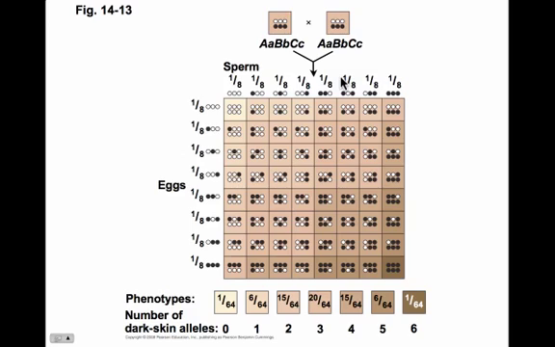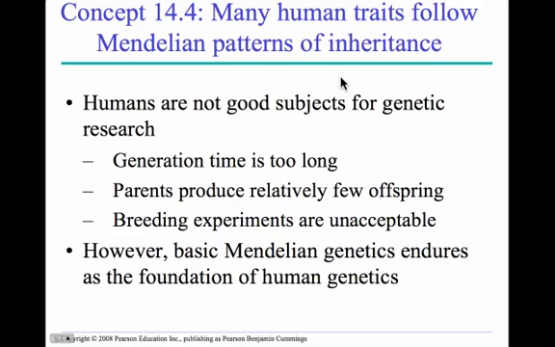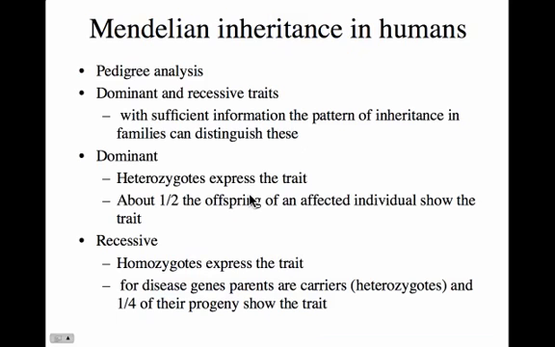It's a polygenic trait. And then in the final concept, we think about how Mendelian patterns of inheritance apply to human genetics. We're not very good subjects for genetic research for lots of different reasons, but basic Mendelian genetics applies, and it's sort of done retrospectively in humans. So we look at pedigrees, we look at family trees. You can recognize traits that are dominant and recessive.